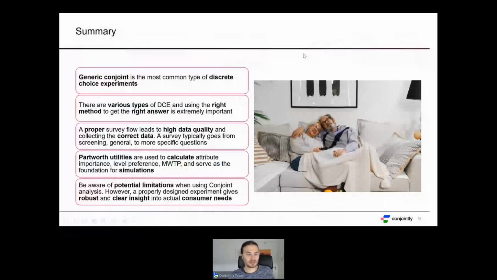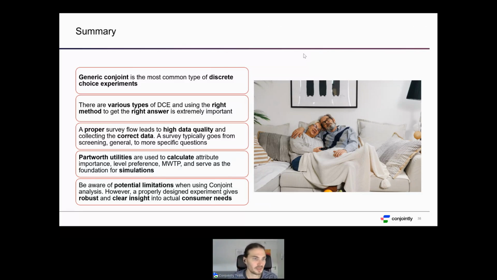So a generic conjoint is a very useful method of a discrete choice experiment. Which type of discrete choice experiment to use depends on where you are in the conceptualization of your product and so on. You have to keep in mind the survey flow. So start with screening questions, then have your main block as well as questions that you're going to use for things like segmentation or weighting a model or something like that.